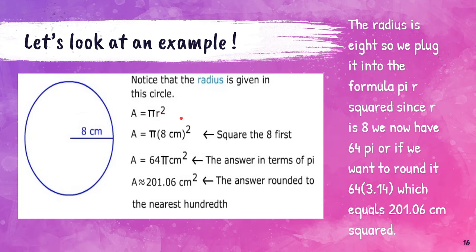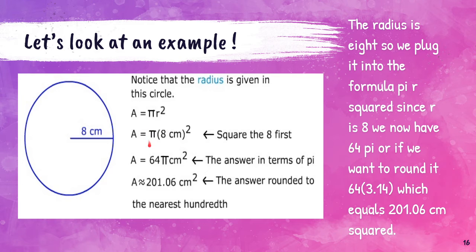So let's look at an example. Notice that the radius is given in this circle. Okay, so it's 8. From the center of the circle to the edge is what the radius is. So it's 8. So area equals pi r squared. So you would square the 8 first, because remember with squared, you do 8 cm squared. Squaring is just saying the same number times itself.